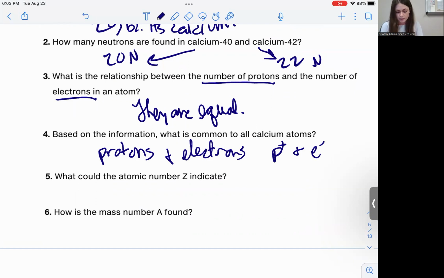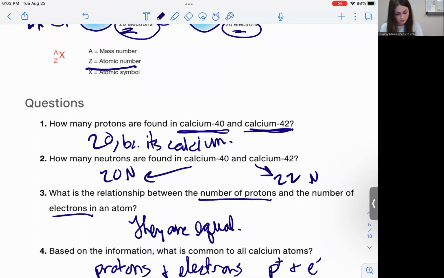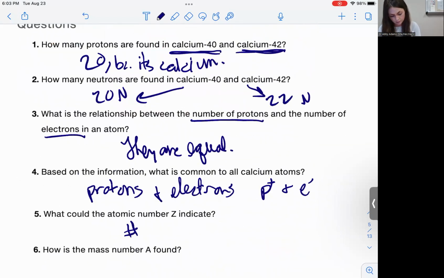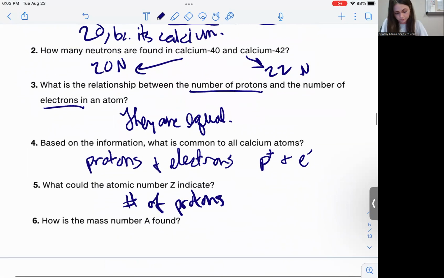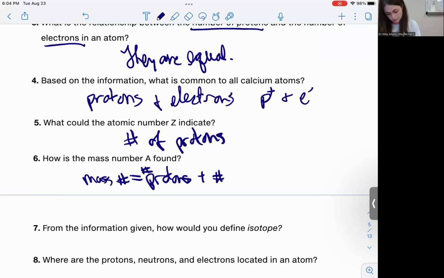What could the atomic number Z indicate? So we're looking right here, the atomic number Z. What does the atomic number indicate? The number of protons. So we're basically just using repetition. We're saying this in a bunch of different ways, and that's going to help you to remember. How is the mass number A found? Do you remember how mass number is found? That would be the number of protons plus the number of neutrons.